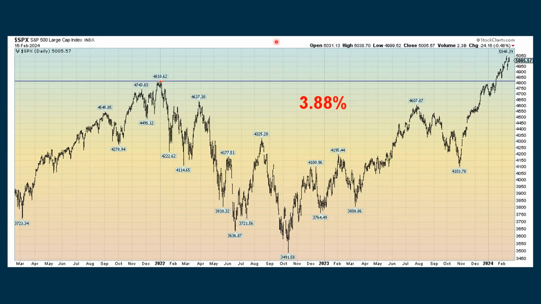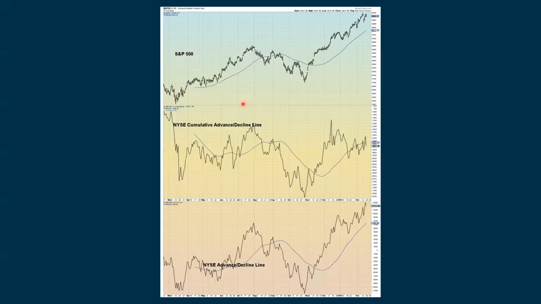We have the all-time high that was set early in January of 2022. And then we finally went back and set a new all-time high. And since we're above that, we're 3.88% above the previous all-time high set for the S&P.